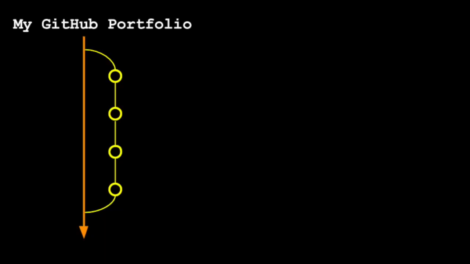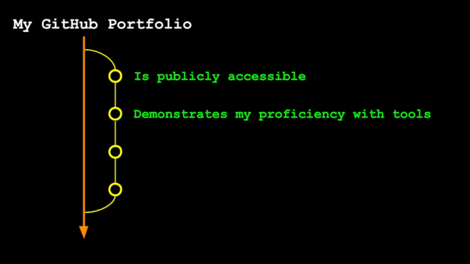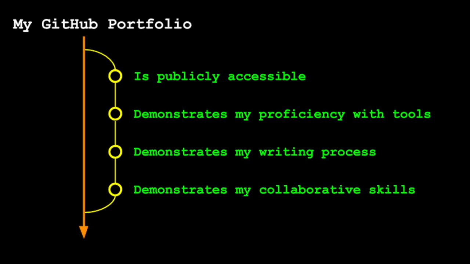I use GitHub for most of my open source contributions, and so my GitHub profile serves as my tech writing portfolio. My GitHub profile is publicly accessible, so anybody can go and look at the documents that I work on. It also helps me demonstrate my flexibility and proficiency with writing tools, my writing process, and also my collaborative skills.